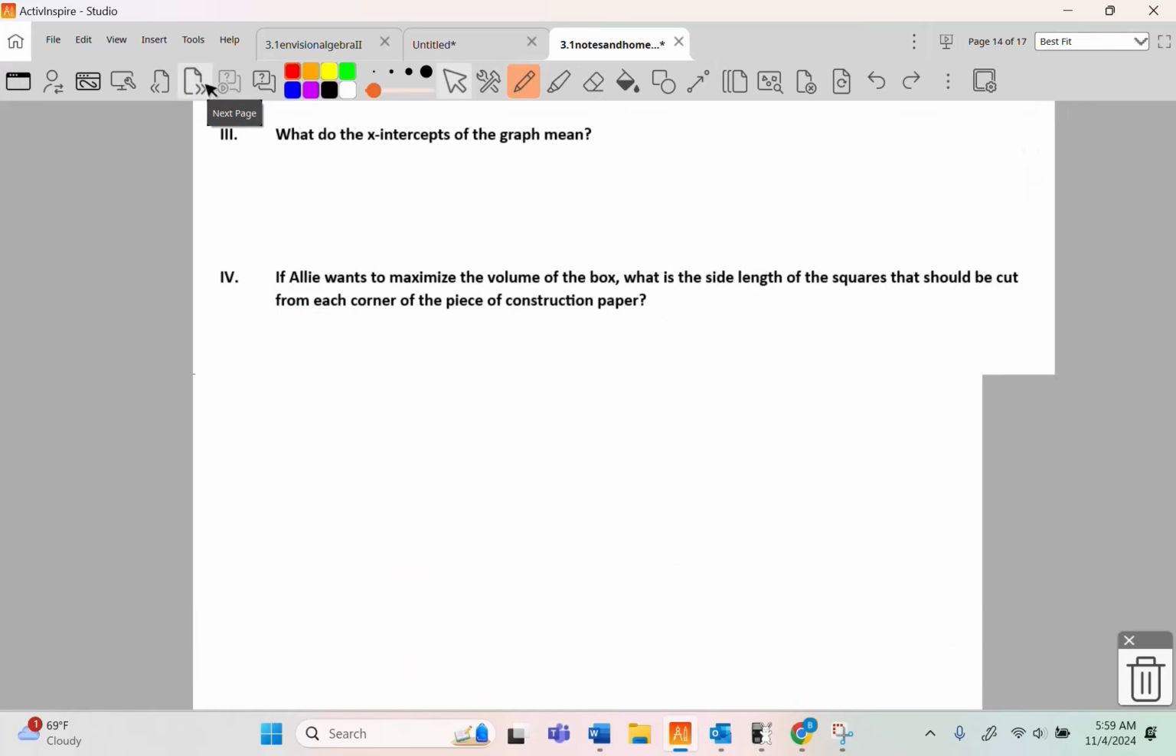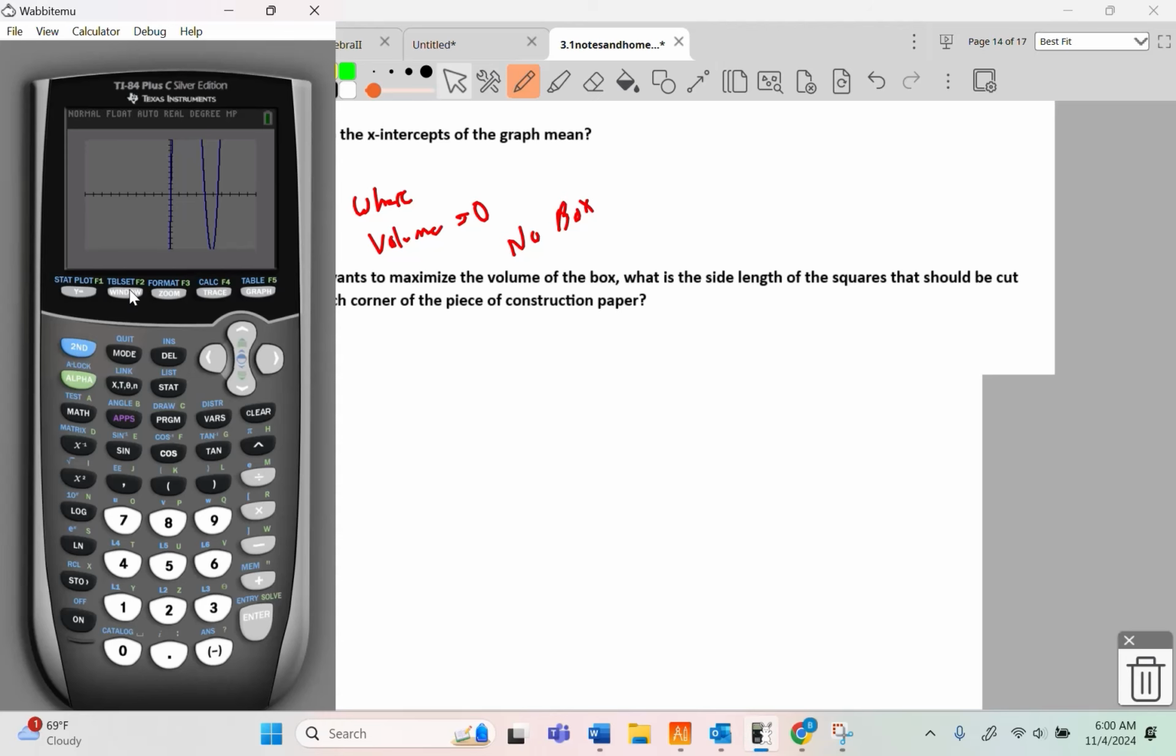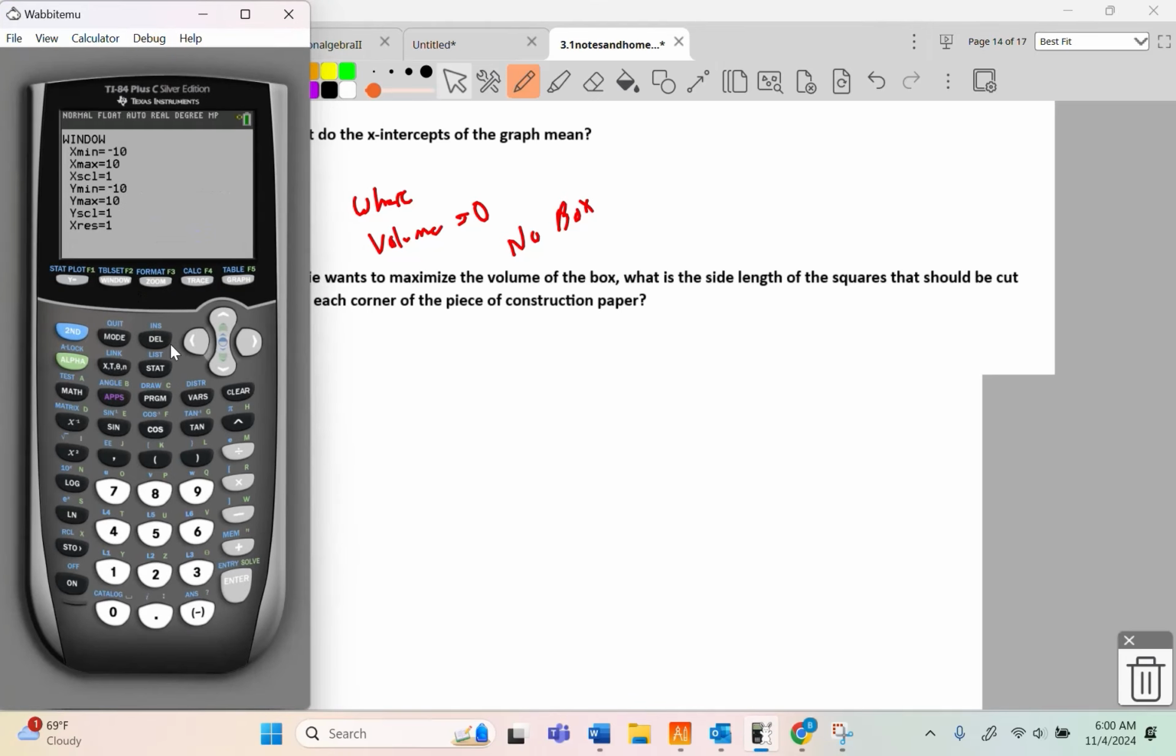All right, what do the x-intercepts of the graph mean? Those are the locations where the volume is 0, which means there is no box. Allie wants to maximize the volume of the box, which is the side length of squares that should be cut from each corner of the piece of construction paper. So I'm going to look up, I don't know, 200 units, which I think is plenty.